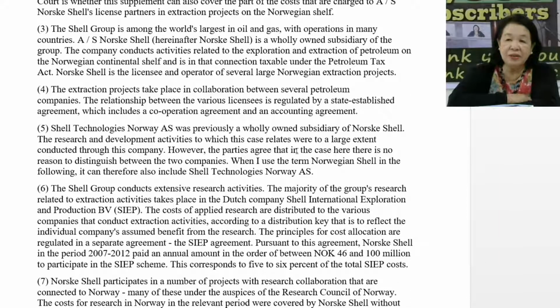Patayin mo na yung aircon, masakit sa mata. Okay.